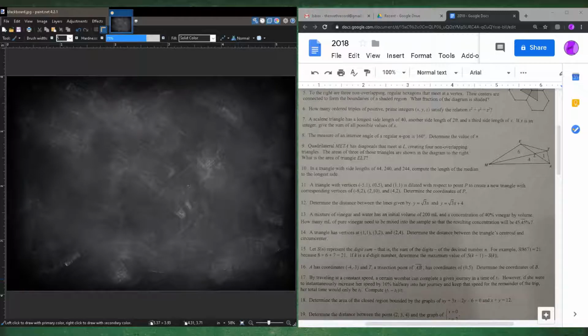Okay, number 11. A triangle with vertices (-5, 1), (0, 5), and (1, 1) is dilated with respect to P to create a new triangle with corresponding vertices of (-8, 2), (2, 10), and (4, 2). Determine the coordinates of P. Okay, so this says dilations. So basically, we have something like this. It's not going to be drawn to scale. So (-5, 1), something right here. And then (0, 5), so something right here. And then (1, 1), so something right here.